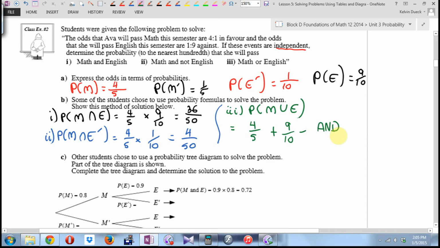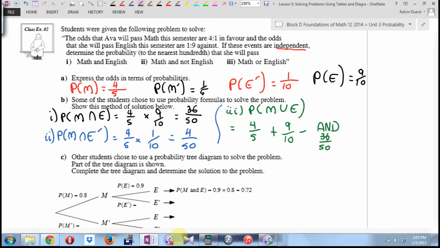the overlap. And what's the overlap? And holy smokes, didn't we find and in part 1? What's and? You know what? I'm going to write that here, 36 out of 50 or 18 out of 25.